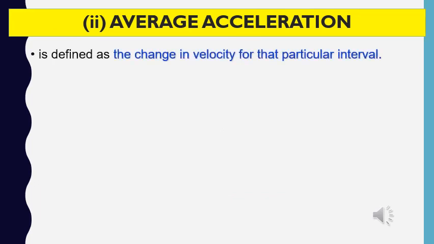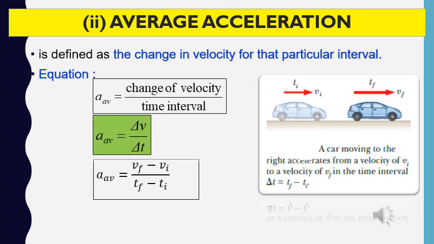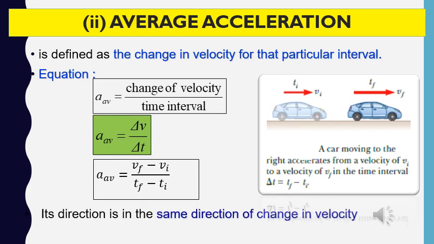Average acceleration. For a particular interval, the average acceleration is defined as the change in velocity for that particular interval. Unlike instantaneous acceleration, the average acceleration is calculated for a given interval. Average acceleration is calculated by the following formula: delta v over delta t. Delta v is the change in velocity and delta t is the total time over which the velocity is changing. Its direction is in the same direction of change in velocity.